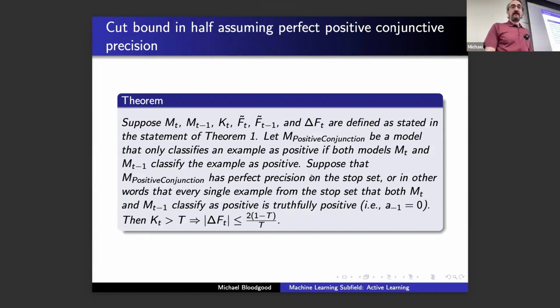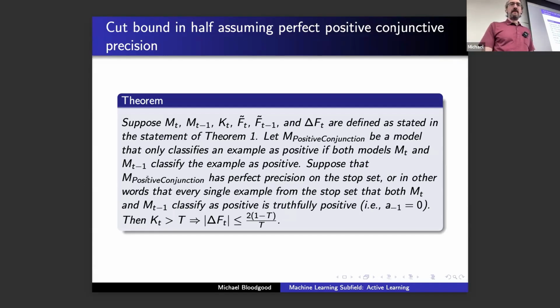So here's something to try: how can we tighten the bound? This gets at the point that we can quickly cut the bound in half. And Bob, we can change the 4 to a 2 pretty quickly if we're willing to make this assumption. This is that if we assume that M positive conjunction is a model that only classifies an example as positive if both M sub t and M sub t minus 1 classified it as positive.